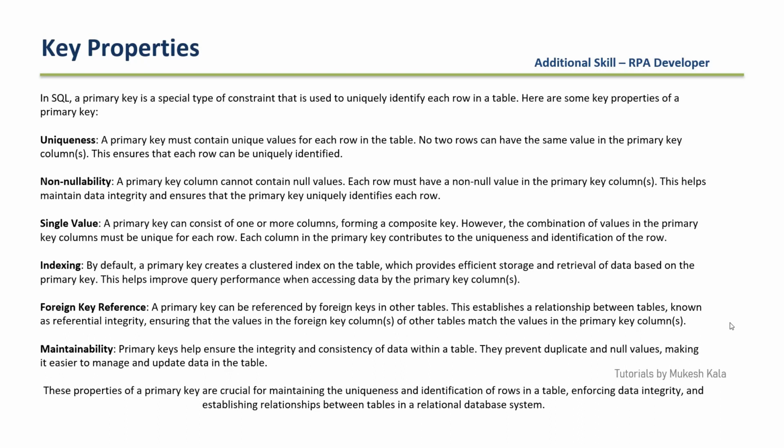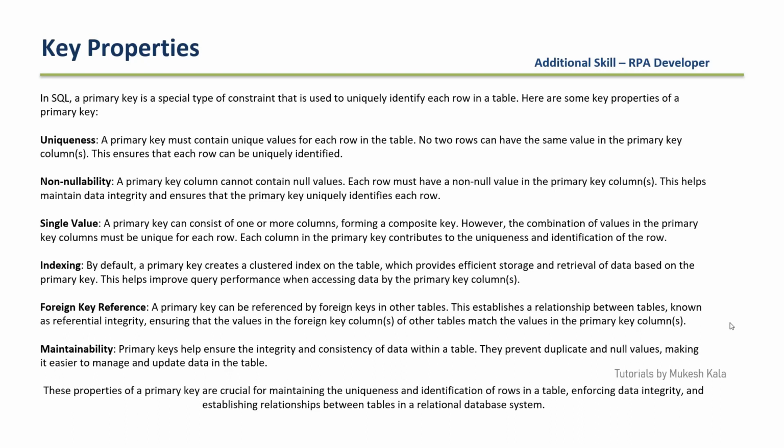Foreign key reference, that is the next kind of constraint which we are going to discuss in the upcoming videos. But a primary key can be referenced as a foreign key in another table. So if I have two tables where I want to join them with some common values, the primary key can be used as a reference to establish the relationship.